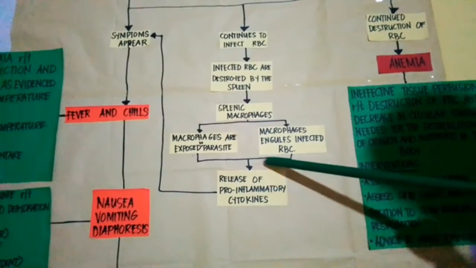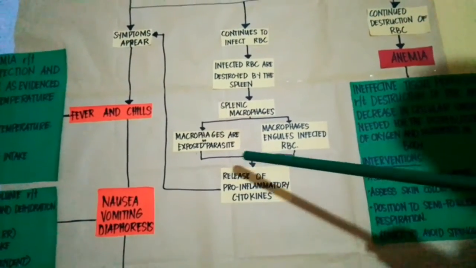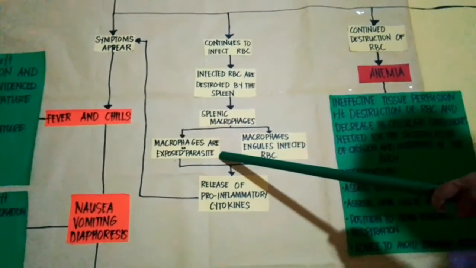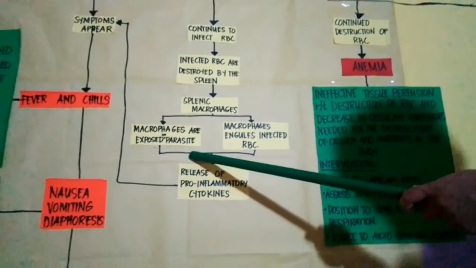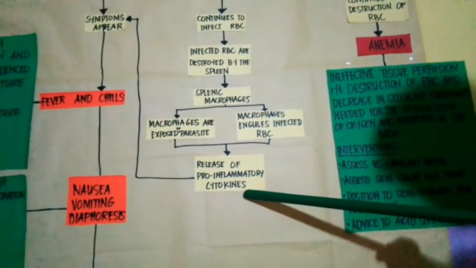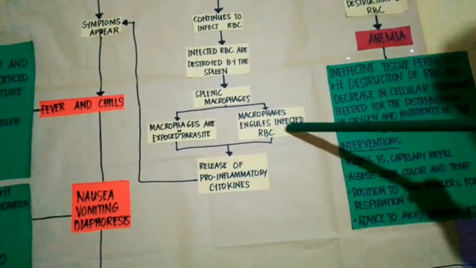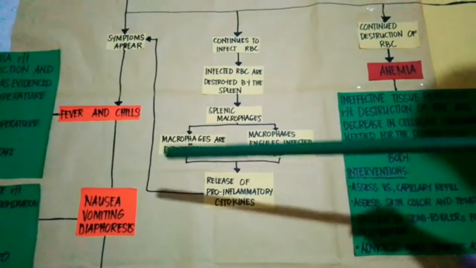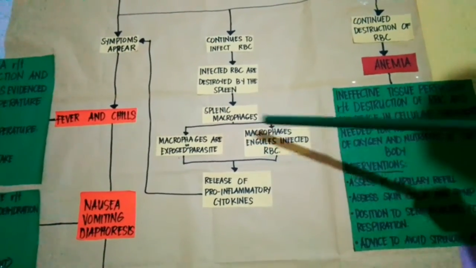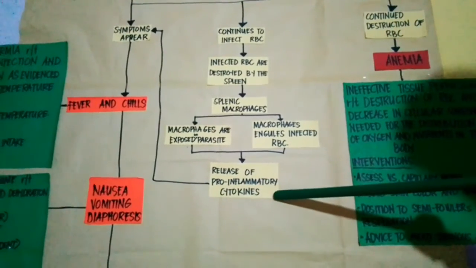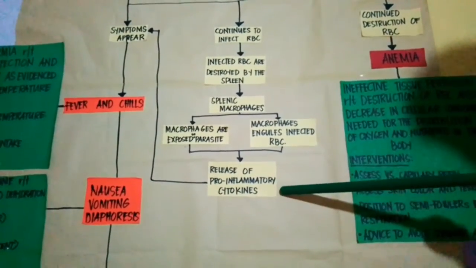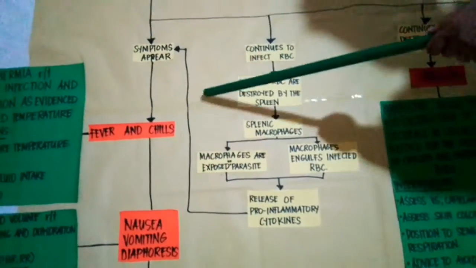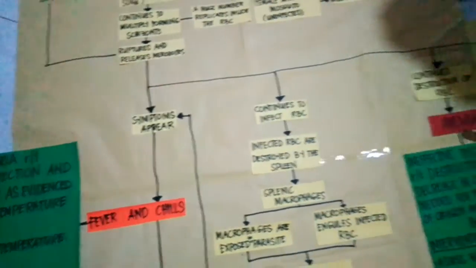For this to be released, there are two ways. First, the macrophages are exposed to the parasite. If they are exposed to the parasite itself and consume it, it causes the release of cytokines. Another way is if a macrophage consumes a red blood cell infected by the parasite, it releases cytokines. And then the cytokines will signal the hypothalamus, affecting thermoregulation. So the symptoms appear.